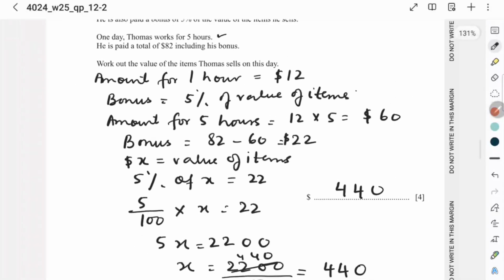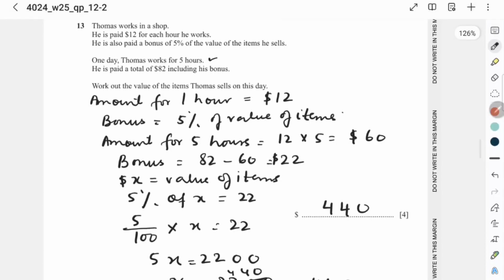Again, just look at the question. For 1 hour, Thomas is getting $12. For 5 hours of work, he got $60, and then afterwards he'll get an extra 5% of the value of the items he sells. So he got a payment of $82.